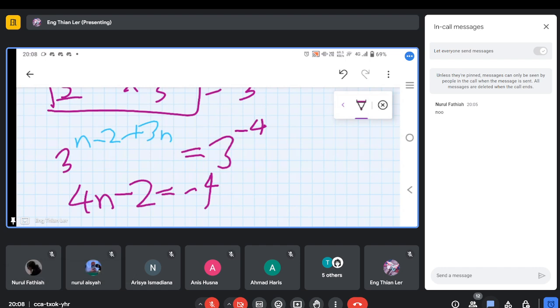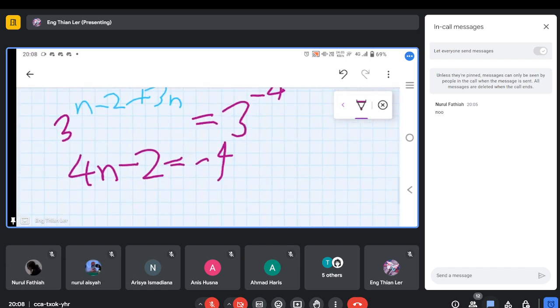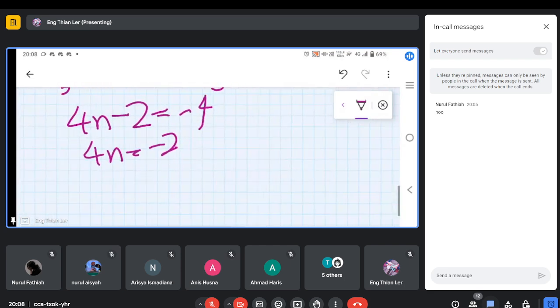And 4n equals negative 2. And what is n? We just divide by 4, so n equals negative 1 over 2. Okay, that's it.